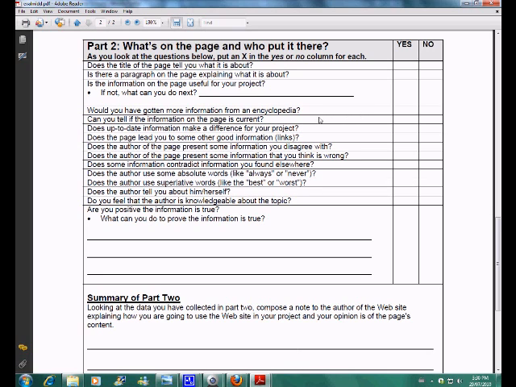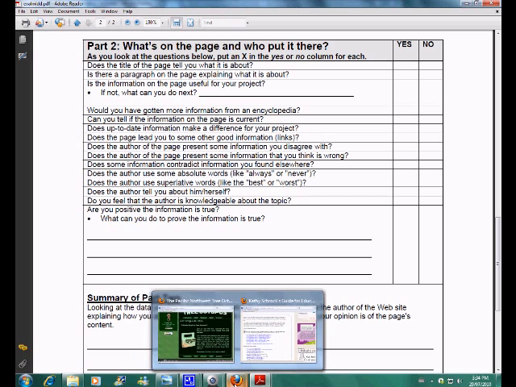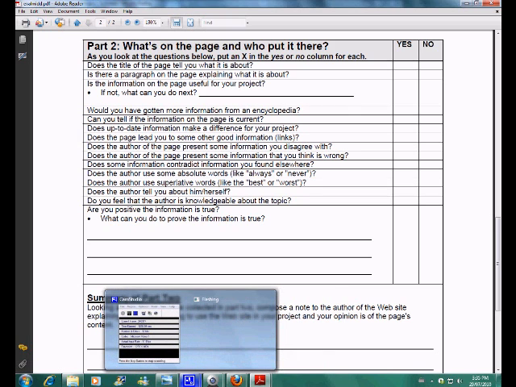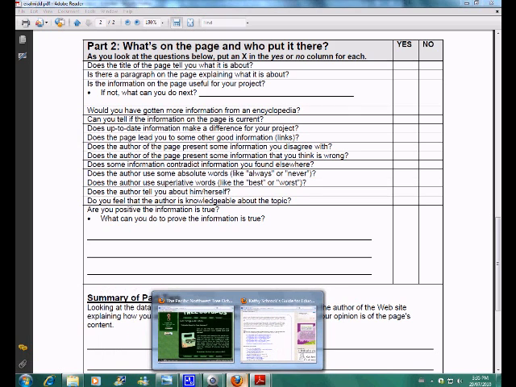Is the information on the page used for your project? Information, yes. Picture, no. Do you feel the author is knowledgeable about the topic? Not that sure. He certainly seems to be knowledgeable. There's a lot of information. But I still don't get the hanging the box on the tree.